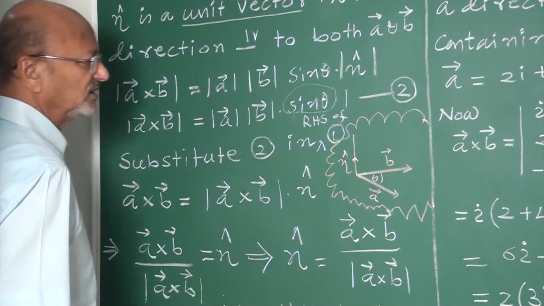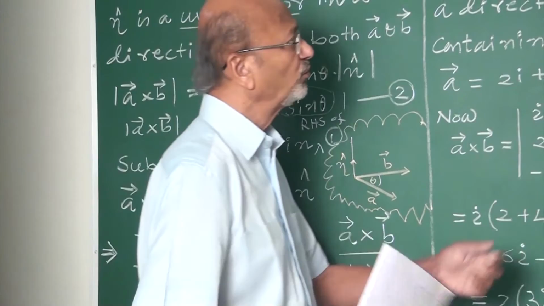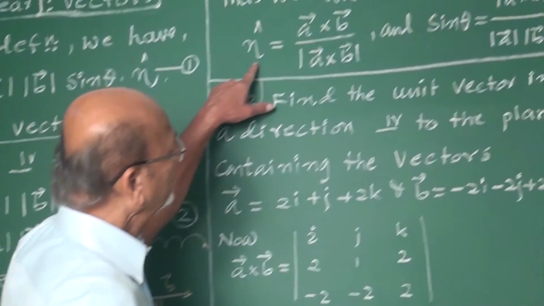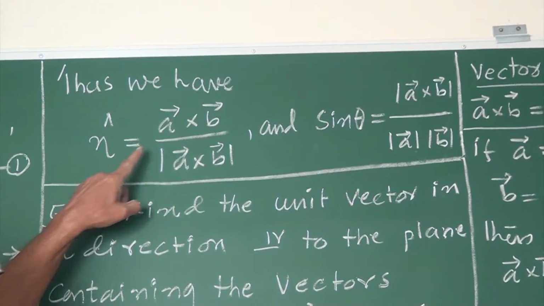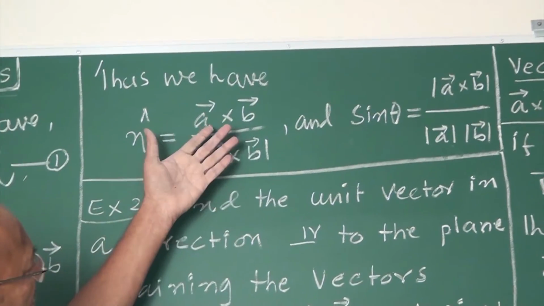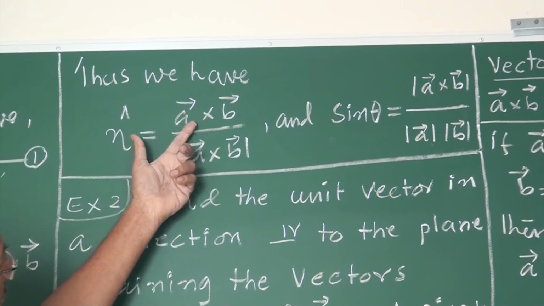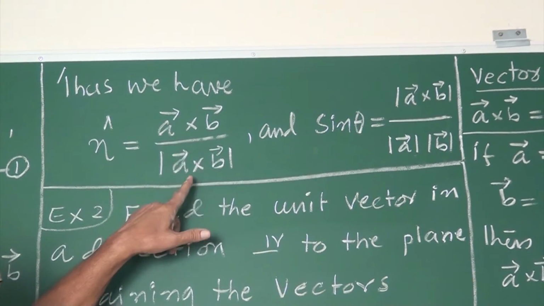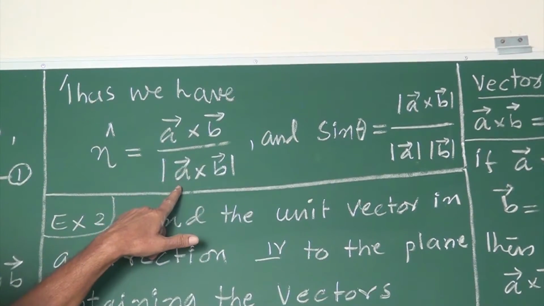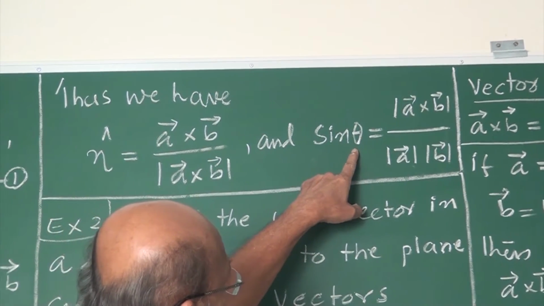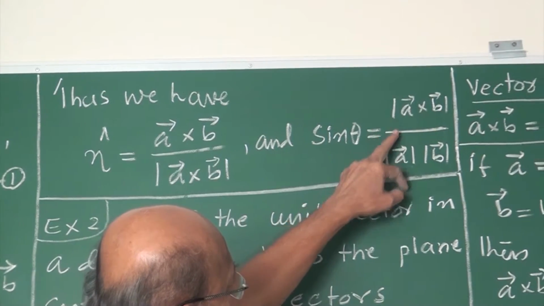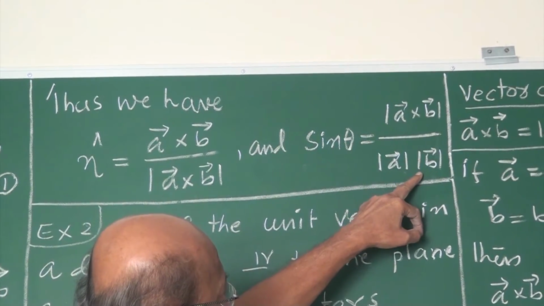Now we have these two formulae. One is eta cap, the unit vector in a direction perpendicular to both vectors A and B, otherwise in a direction perpendicular to the plane containing the vectors, which is A cross B upon magnitude of A cross B. Then sine of the angle between the vectors A and B is magnitude of A cross B upon magnitude of A into magnitude of B.